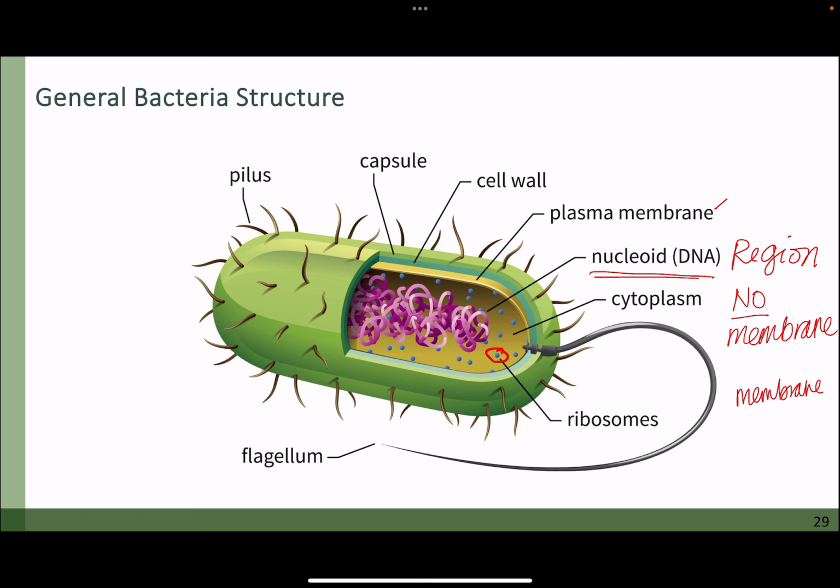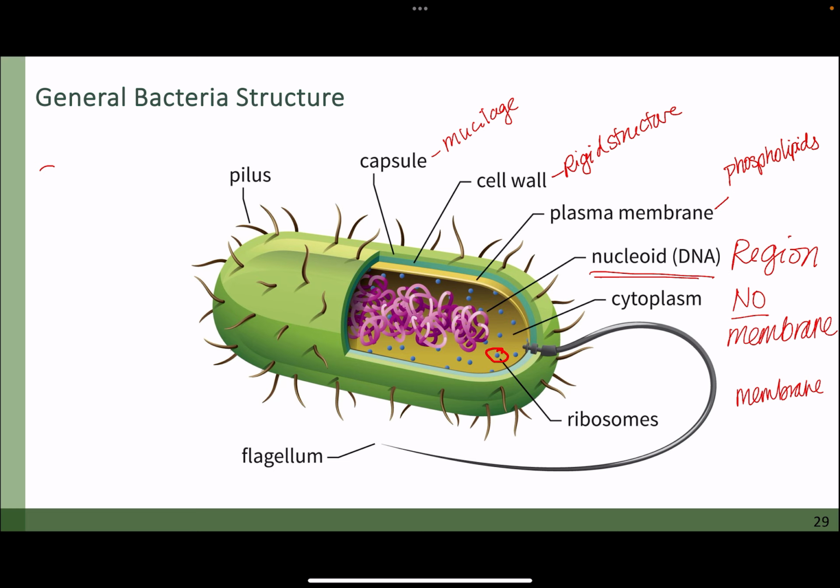On the outside, we have a capsule. This is where you're going to find the mucilage that I talked about a couple of times. We'll talk about that in a minute. The capsule is kind of an outside covering. Sometimes it's slimy and sticky, and it's just another protective layer around the bacteria. They also may have a pilus. We talked about a specialized form of a pilus called the sex pilus. This is used in conjugation.